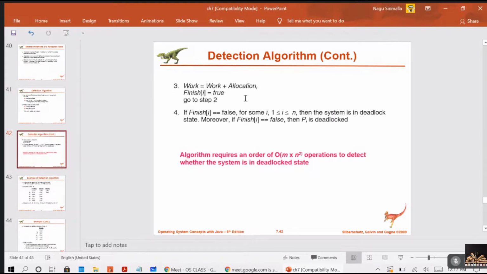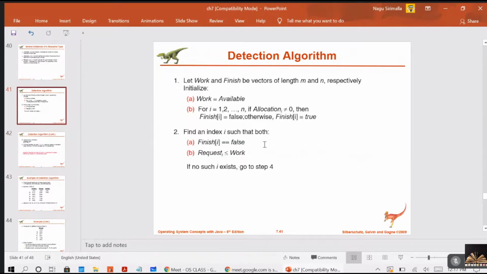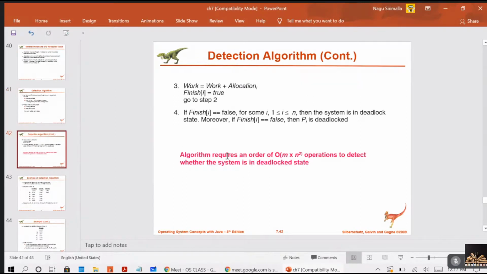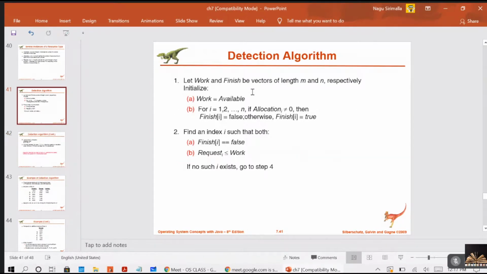So work is equal to work plus allocation, the same thing. Whenever I am allocating the resources to the process, if request is less than or equal to work, then I am processing this request, then that will become work plus allocation. Finish of i is equal to true, go to step 2. That means I should go for another i, for each i like this, right? So if there is no such i index, meaning if there is some process left in the safe sequence, that means there is a deadlock. Very simple. If I found some process Pi where the job is not done and I am unable to give the resources to the process, then I can find out there is a deadlock.